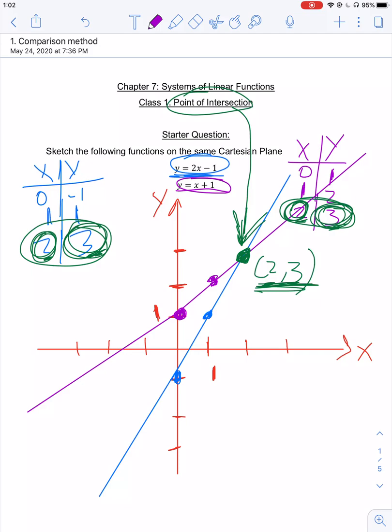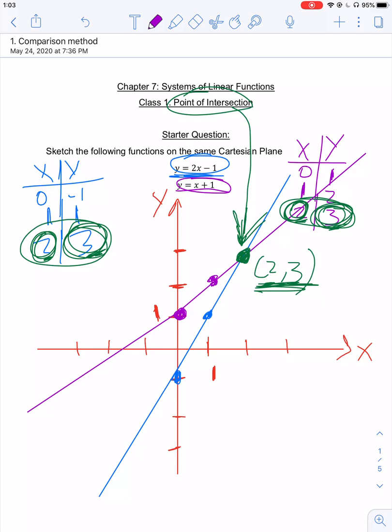By that I mean both functions will have the same x value and same y value at that point. Now, you can find the point of intersection if you graph, but that's tedious. That takes a lot of time. The question becomes, how can you find the point of intersection algebraically without even having to graph the function? That's what I'm going to show you. In the starter question, I'm just showing you how to find the point of intersection using the graph.